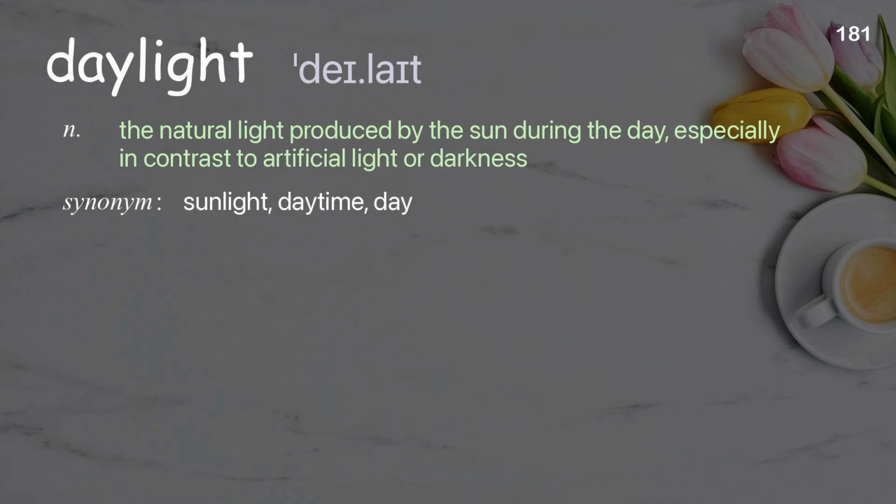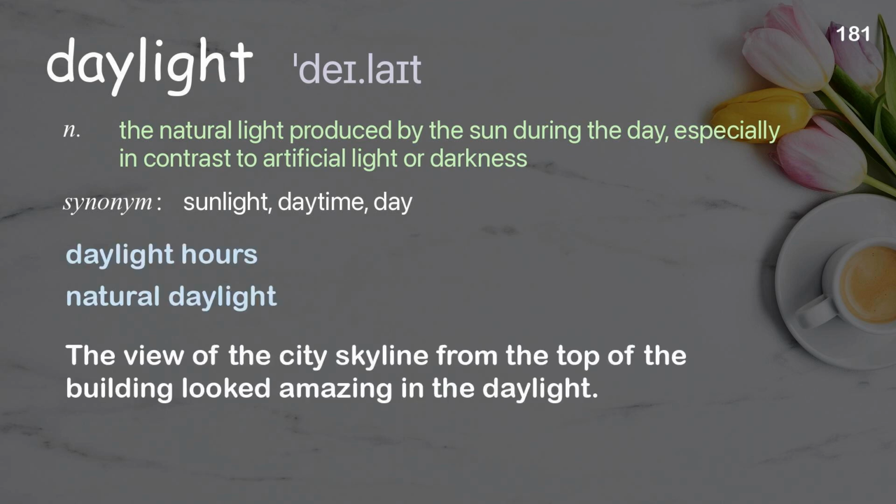Daylight: The natural light produced by the sun during the day, especially in contrast to artificial light or darkness. Examples: Daylight hours. Natural daylight. The view of the city skyline from the top of the building looked amazing in the daylight.